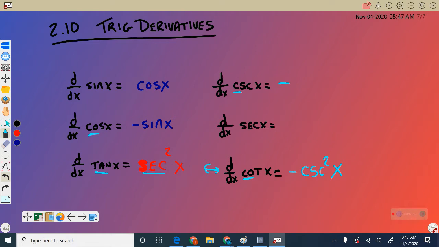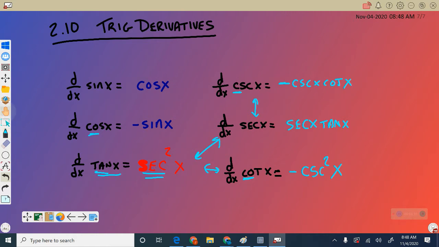The last one is secant. And the way I remember this is that secant and tangent are already linked together, and the fact that tangent's derivative is secant squared. The derivative of secant of x is itself times tangent of x. Again, tan and secant are linked together. And if you know secant, then you can get up to cosecant. Instead of secant and tangent, it's cosecant with cotangent. There's your trig derivatives, each and every one of them.